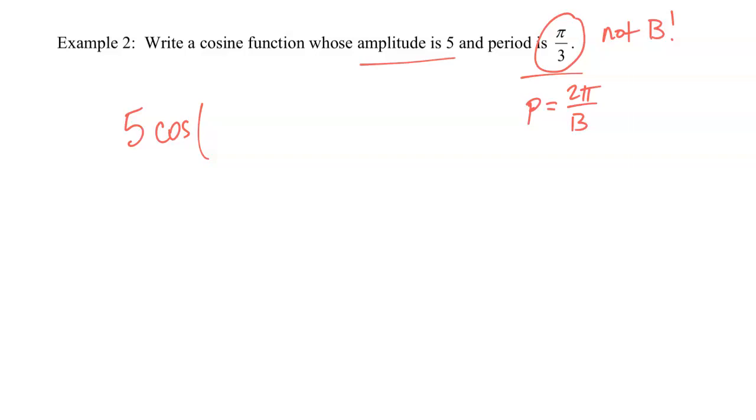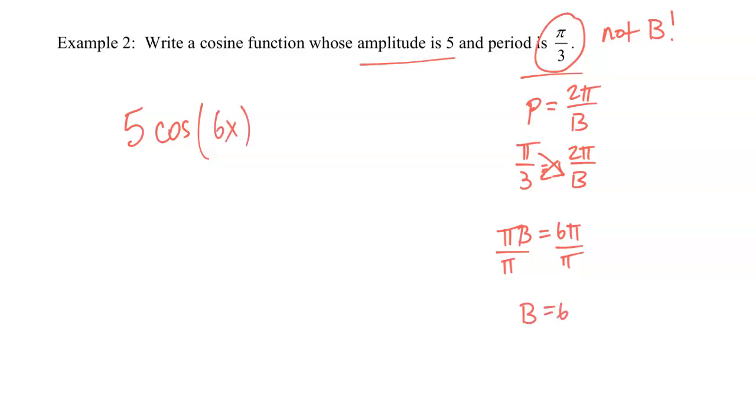I'm going to substitute in that period. Pi over 3 is equal to 2 pi over b, and then cross multiply. So pi times b is going to equal 2 pi times 3, which is going to be 6 pi. And then divide both sides by pi so that you get b is equal to 6. And so here on the inside of the parentheses, we're going to have 6x.